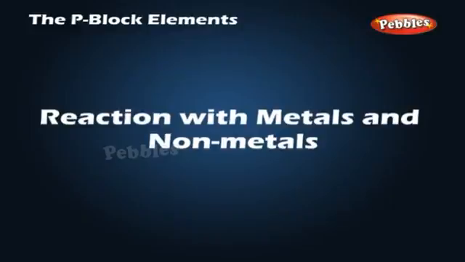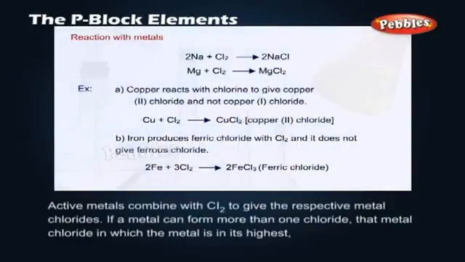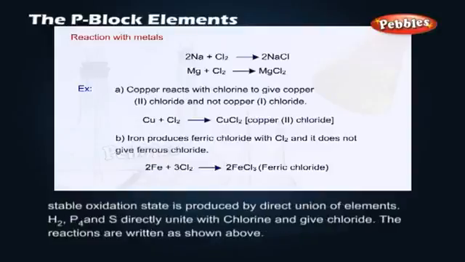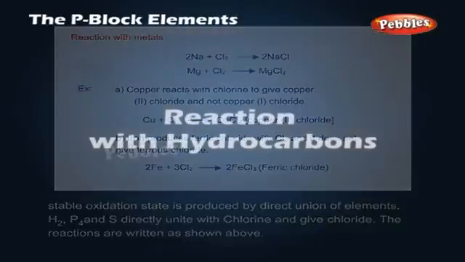Reaction with metals and nonmetals. Active metals combine with Cl2 to give the respective metal chlorides. If a metal can form more than one chloride, that metal chloride in which the metal is in its highest stable oxidation state is produced by direct union of elements. H2, P4 and S directly unite with chlorine and give chlorides. The reactions are written as shown above.